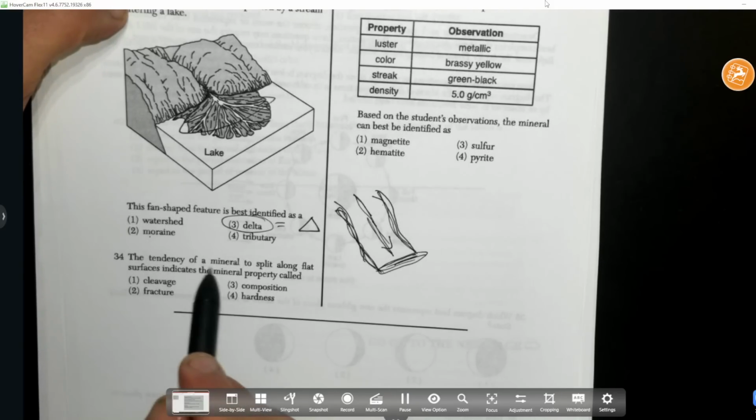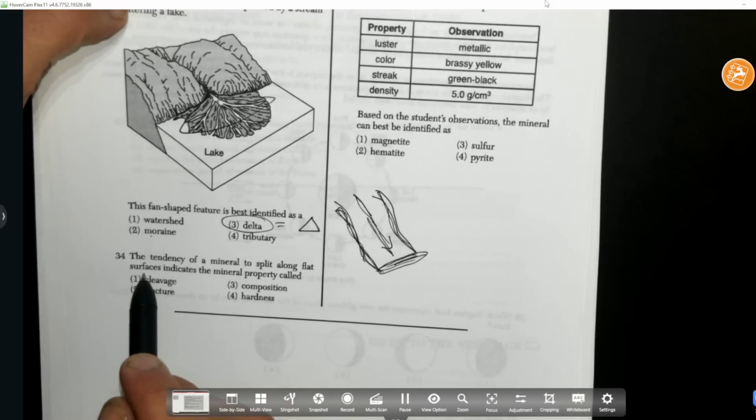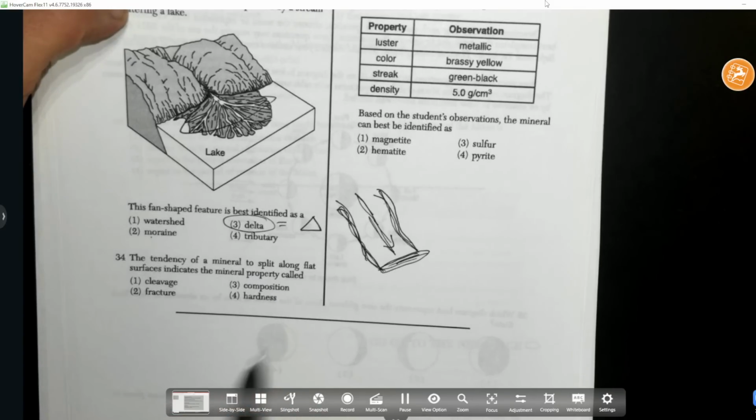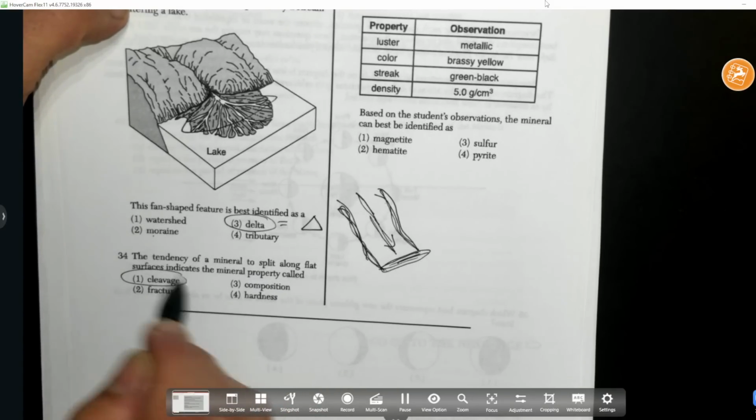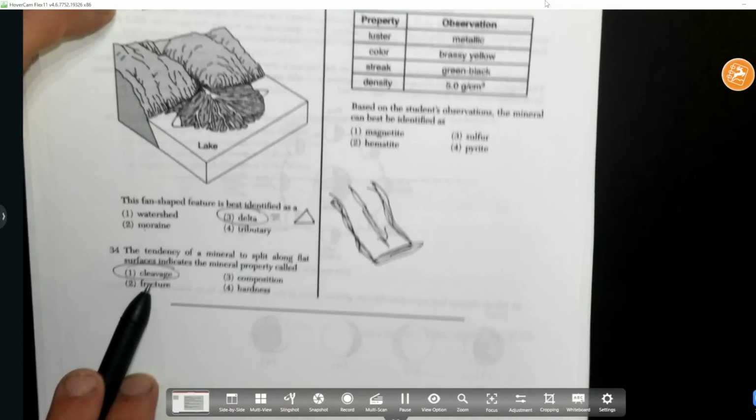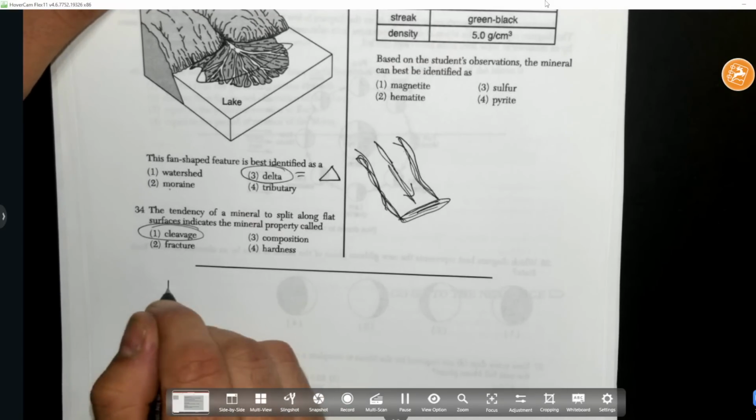The tendency of a mineral to be split along flat surfaces indicates the mineral's property called cleavage. So cleavage is when they break into flat sheets. Can we name a few minerals with cleavage?